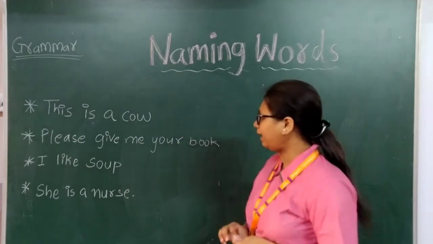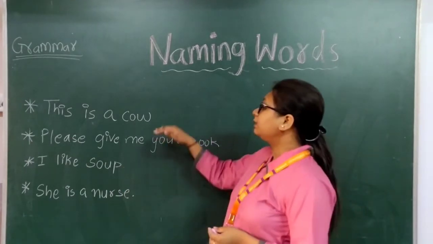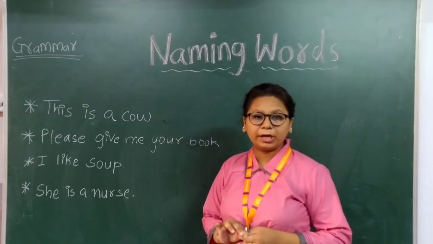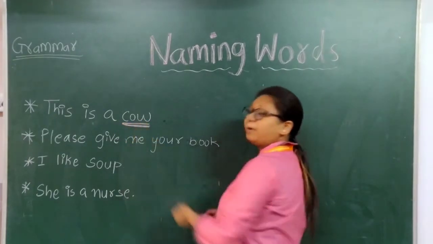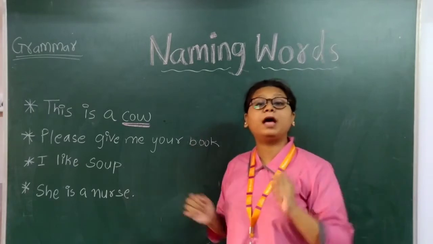Okay, you can see the first sentence over here, right? This is a cow. So now what is the naming word over here? Cow is the naming word over here. It tells us about the name of an animal. So it is a naming word or a noun. Okay?